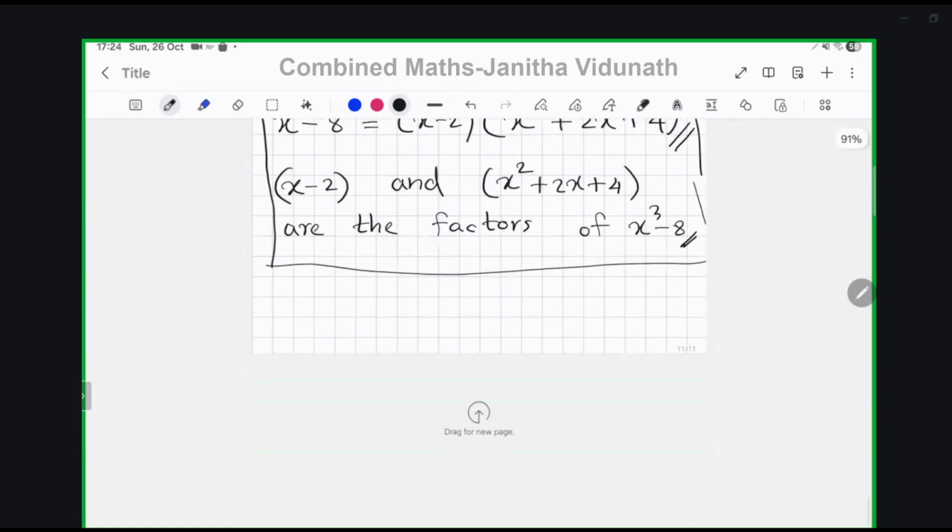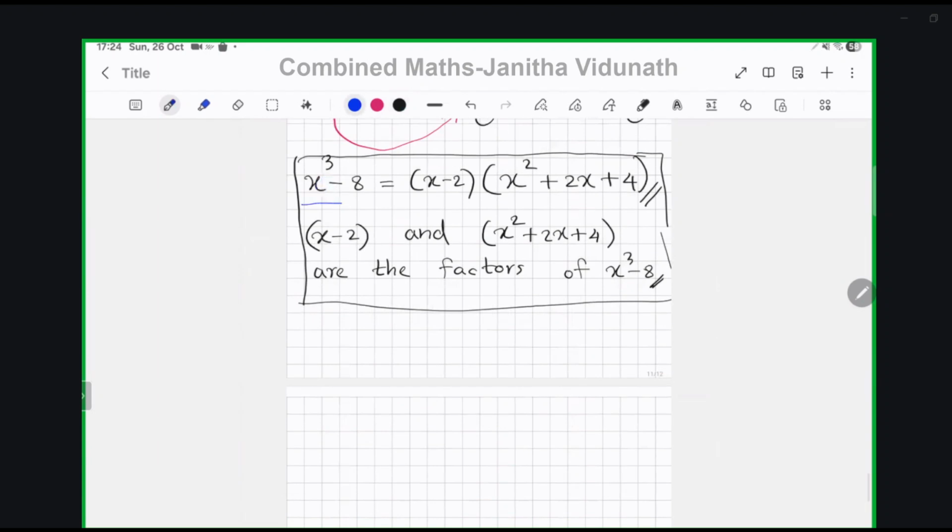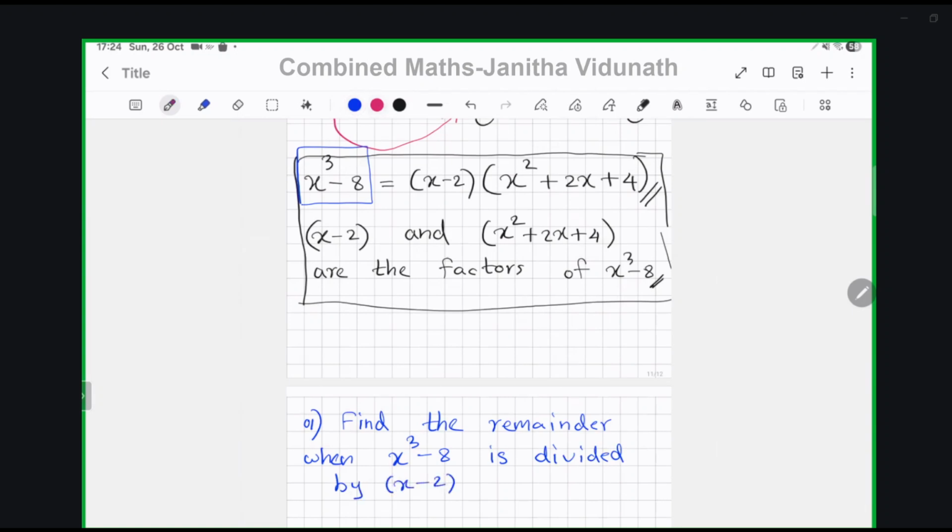Okay. Now, I will give another question. Now, we are going to divide our expression x cube minus 8 by those two factors separately. Now, your first question is: find the remainder when x cube minus 8 is divided by x minus 2. Since in the question they have only mentioned the remainder, try to solve this question by the remainder theorem.